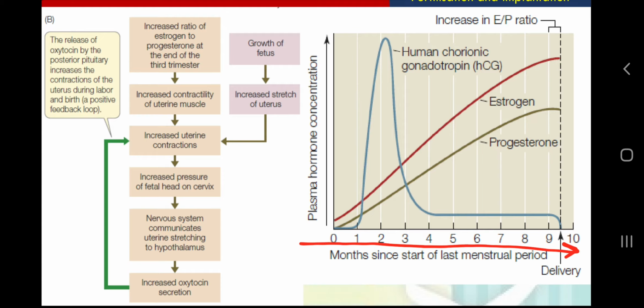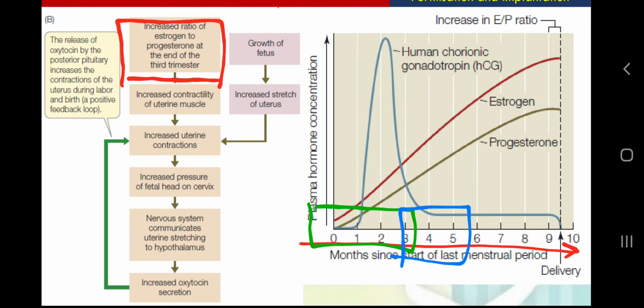So here I included this flow chart to understand the concepts better. Let's read it. Increased ratio of estrogen to progesterone at the end of the third trimester. What do you mean by trimester? Trimester means a collection of 3 months. So you can divide pregnancy into first trimester, second trimester, and third trimester. There are 3 trimesters in pregnancy.